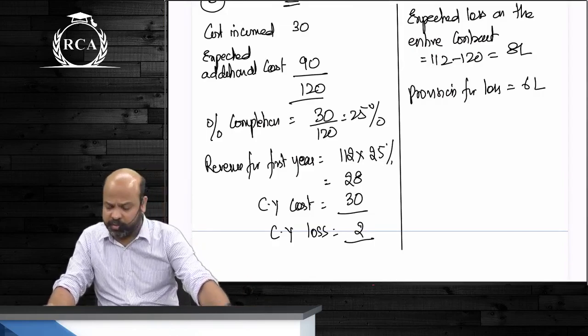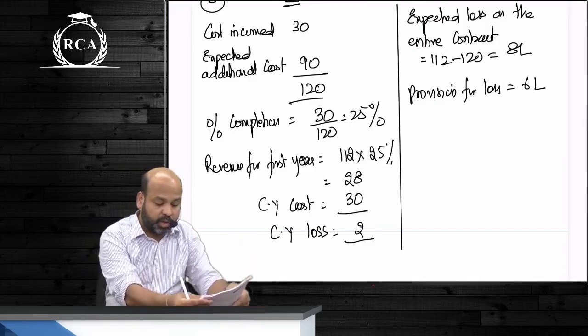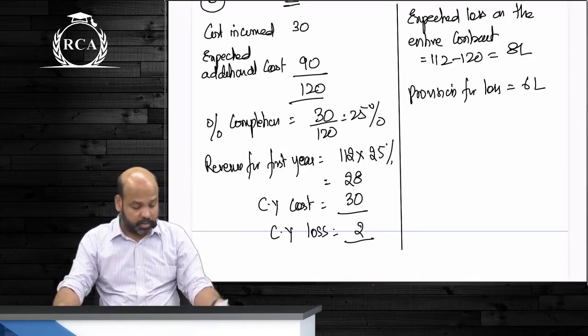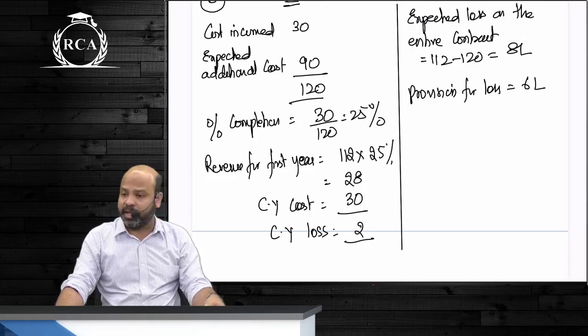First bit, what is it, guys? Revenue to be recognized, guys, in year 1. What is the answer? 28 lakhs. Revenue to be recognized in the first year, beta, will be 28 lakhs.